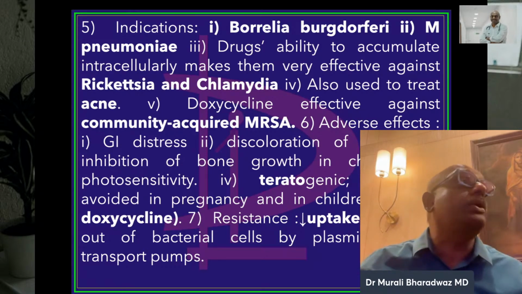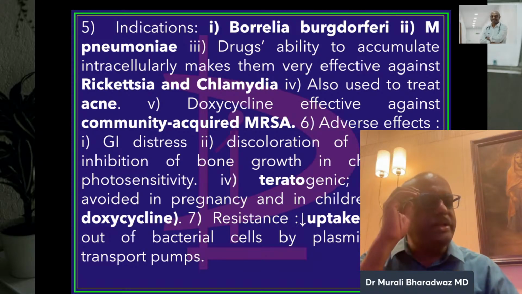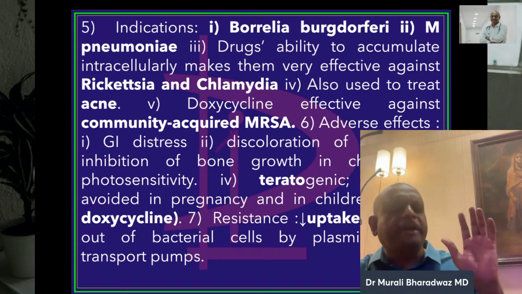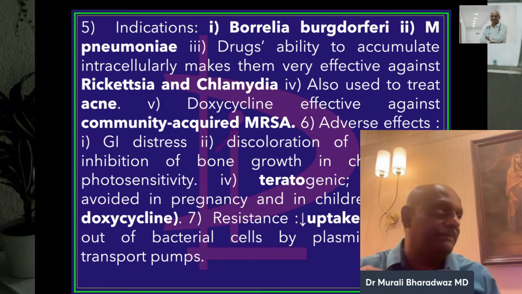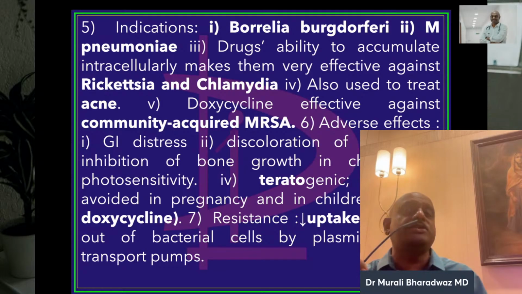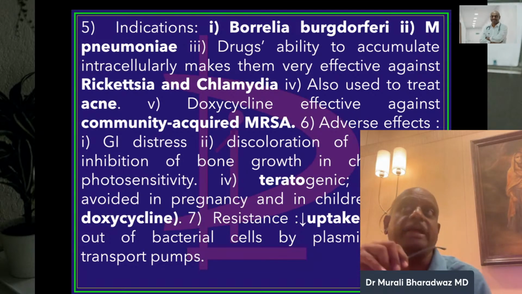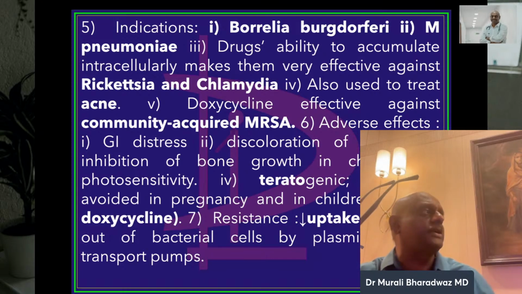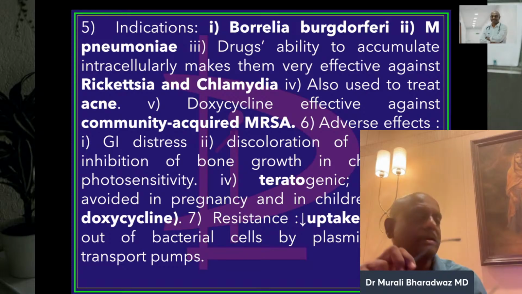Doxycycline is also effective on community-acquired MRSA. Such a powerful drug. And because we are in rural areas, if somebody has a fever that is not resolving, try a doxy. It will resolve. Then what are the side effects of doxy? It can lead to photosensitivity, discoloration of the teeth. It is teratogenic, avoid in pregnancy. And in children, the tetracyclines are avoided, exception is doxy. Among tetracyclines, doxycycline is a type.